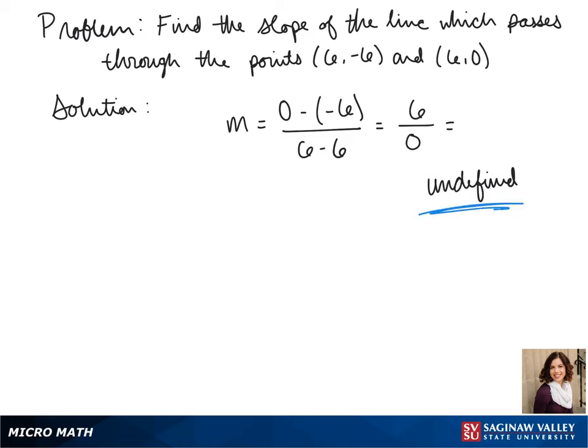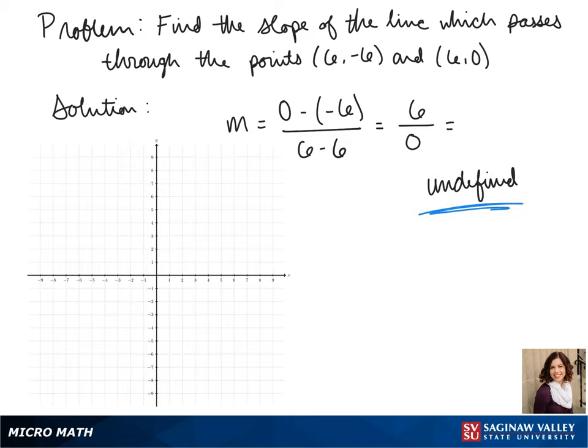What this looks like is a vertical line. So when we graph (6, -6) and (6, 0), we see that our line goes straight up and down. And it makes sense that we can't define the slope with a number, because our slope is a ratio of how far we rise to how far we run. But if we keep infinitely rising without moving horizontally at all, we can't write a ratio for that.